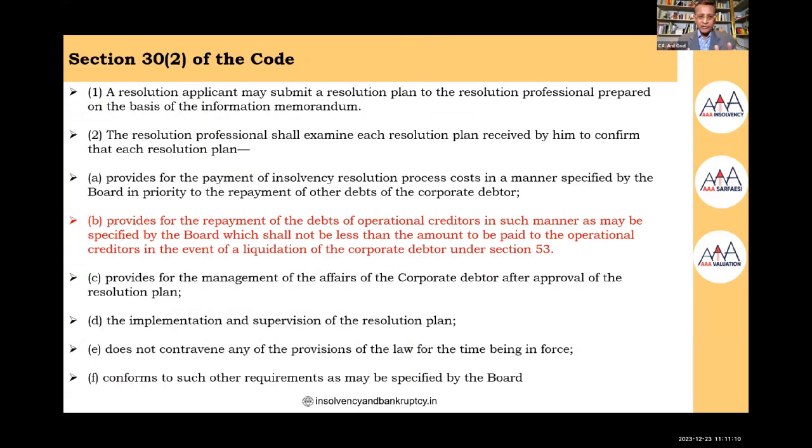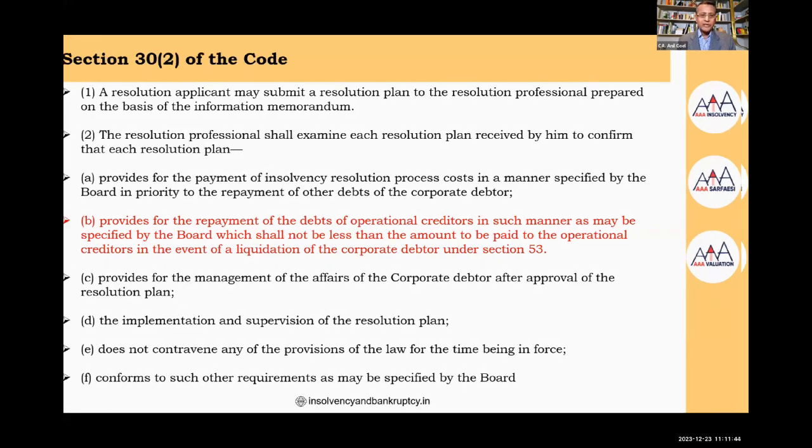When I was trying to see how this is used in section 30 subsection 2 in the resolution process, it provides that the amount payable to the operational creditor should be at least the amount which would have been distributed to them as per the priority under section 53. So this is where section 53 is being used. Section 53 is important in the resolution process, and it is also important in the liquidation process. So we can't say that it is used only in liquidation.